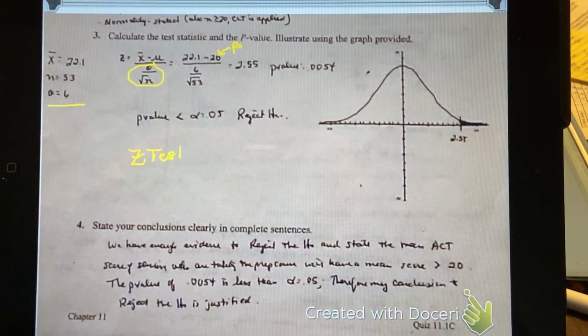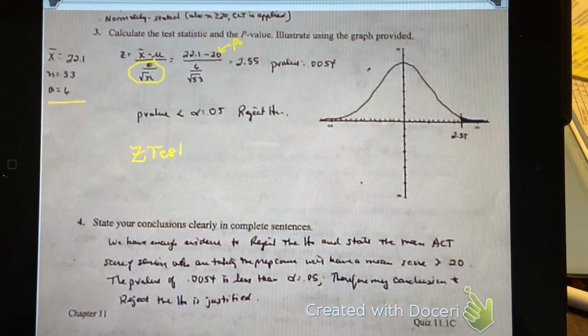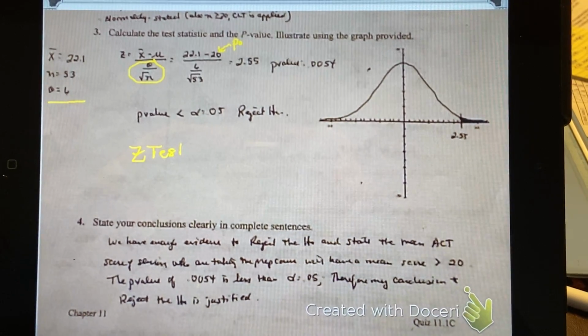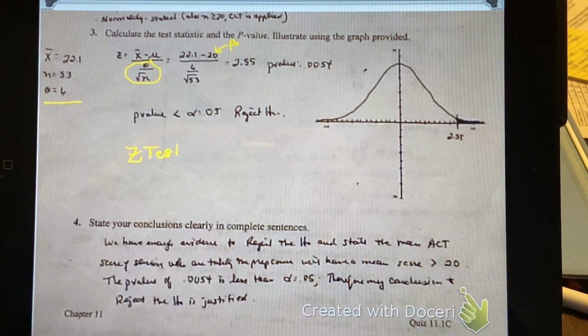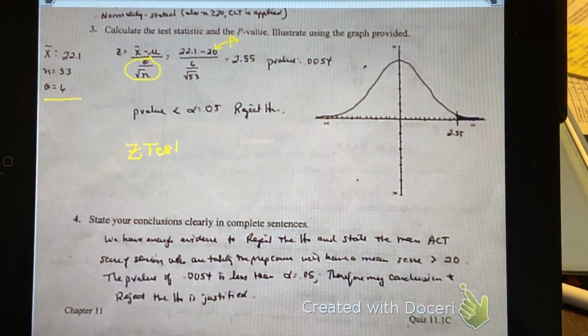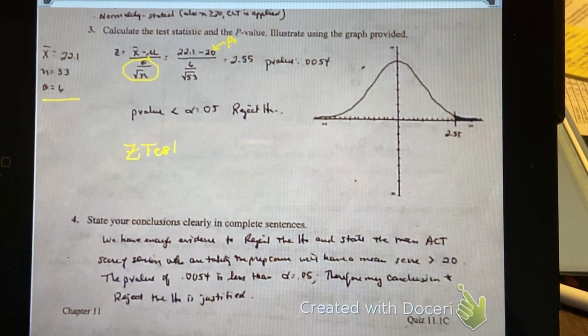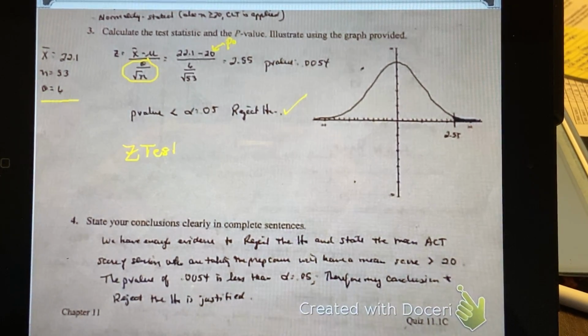So I'm going to draw my stinking sketch. Some of us are still not doing that. But anyway, the p-value from the calculator was 0.005. And nowhere did they give me an alpha level to use, so I'm going to default to 0.05. And so I'm showing that to the reader right here.